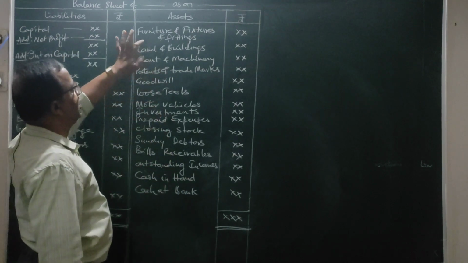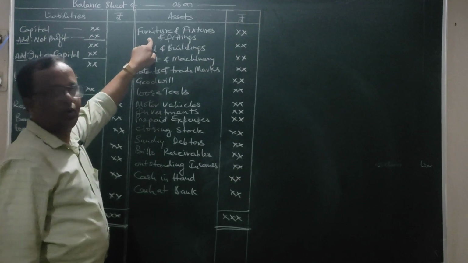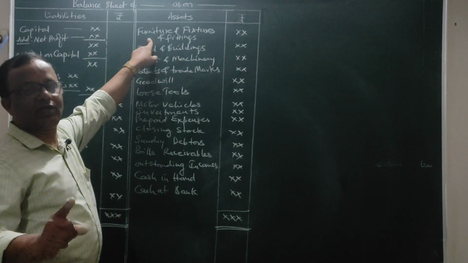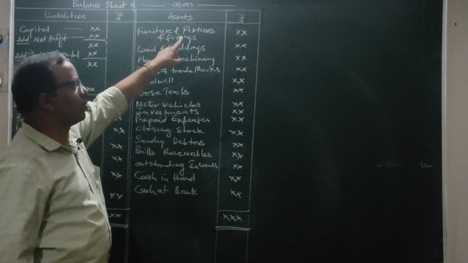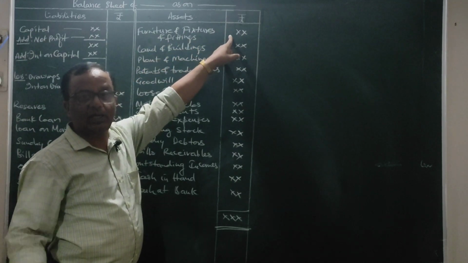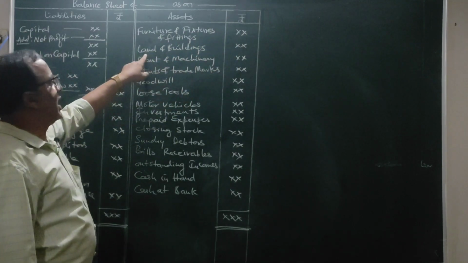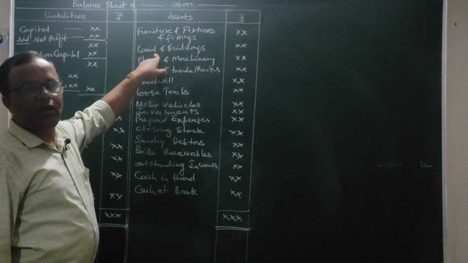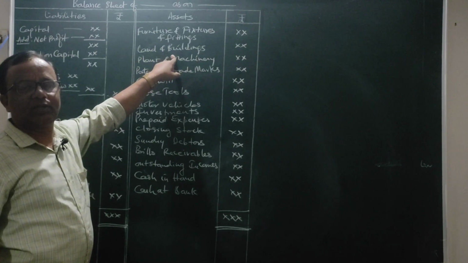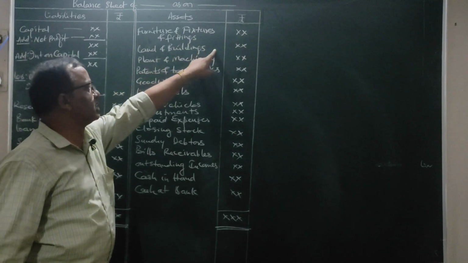Simply observe here, furniture and fixtures. In our ledger accounts, whatever furniture and fixtures account balance is there, you are going to show it here. It is a fixed asset, a tangible asset. Then land and buildings. Once again, it is a tangible asset, a fixed asset.